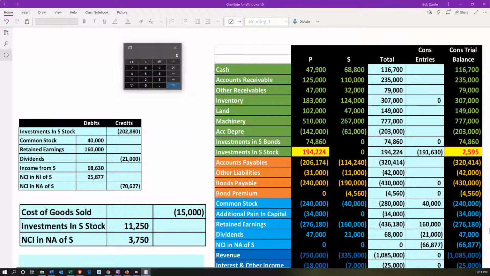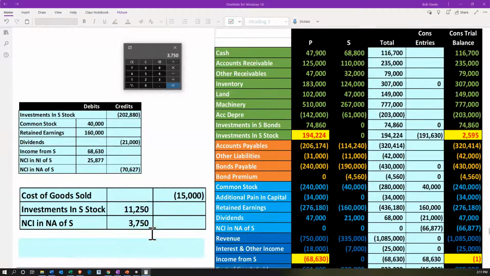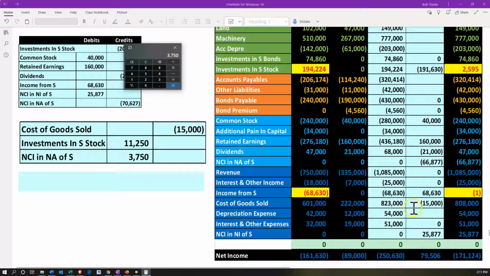And then we've got that 15,000 times 0.25. That's going to be the 3,750. So we've got the cost of goods sold down below, calculating that 15,000. We've got the investment in stock up above. And then we have the non-controlling interest in A, which is going to be included in this item.